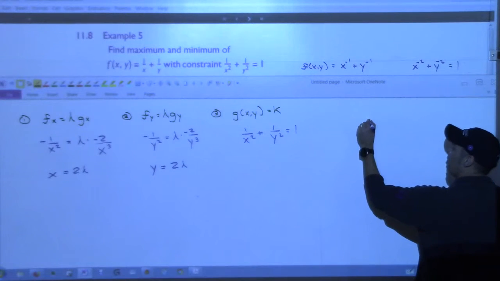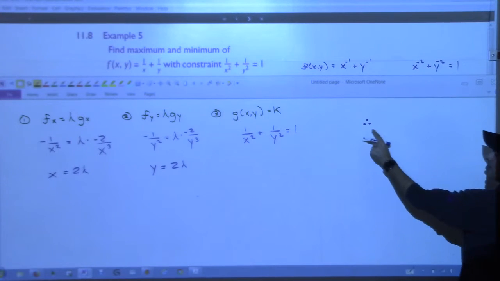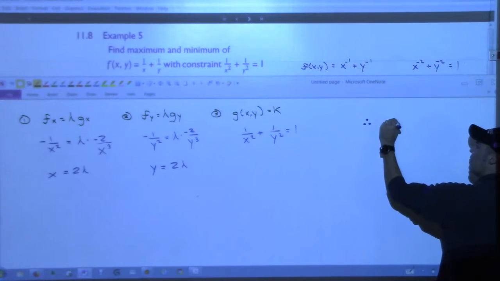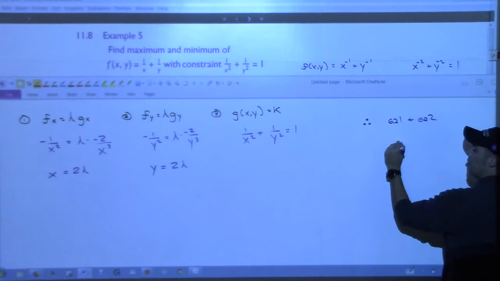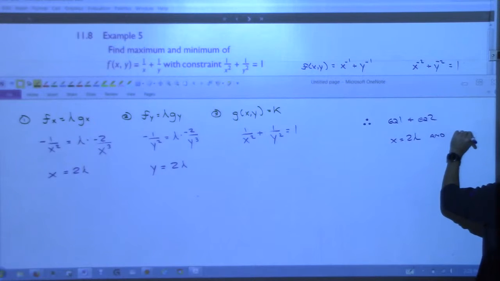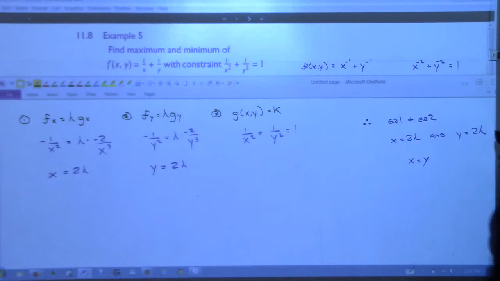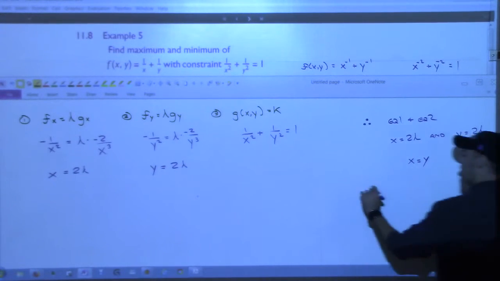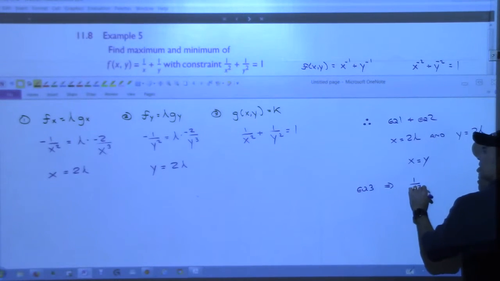So therefore, this three dots means therefore. You learned some symbols today, I guess. So therefore, equation 1 and equation 2 tell us that, I'll just write it out, x equals 2 lambda and y equals 2 lambda, so x must be y. So if x is y, then I can go into the third equation, and I can replace all my y's with x's.